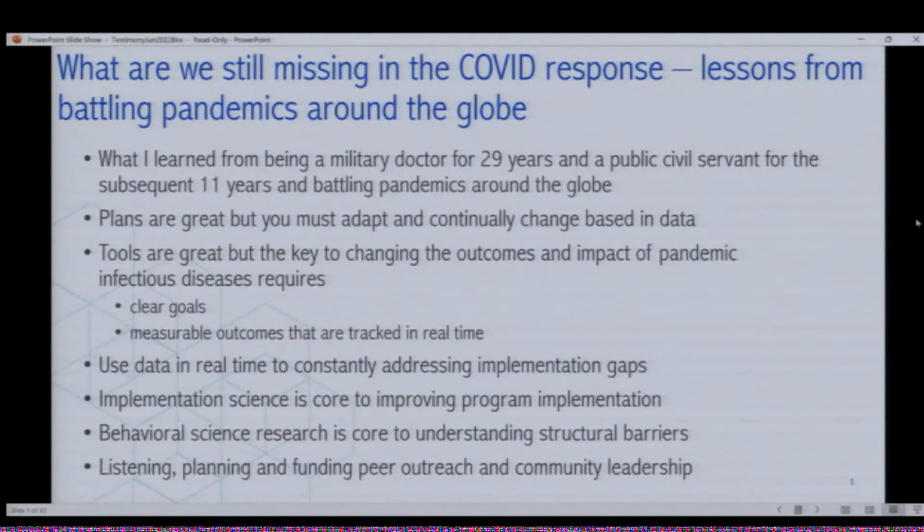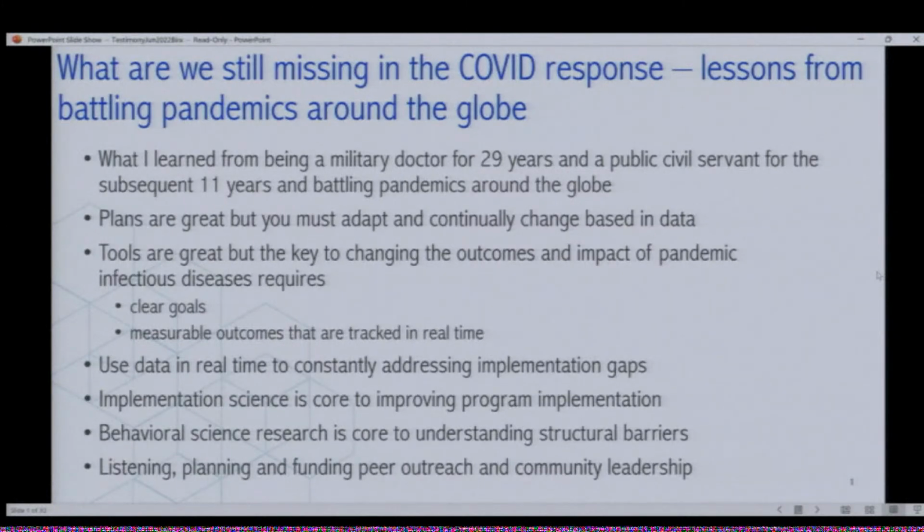I also learned that plans are great, but they must adapt and continually change based on the data. Tools are great, but they're only great if we use them effectively. So as we continue to develop new tools, we constantly need to be setting clear goals and utilizing data in real time to ensure that we're achieving those goals across all of America, both urban and rural areas. Data in real time allows us to see who we're reaching and who we're not reaching.